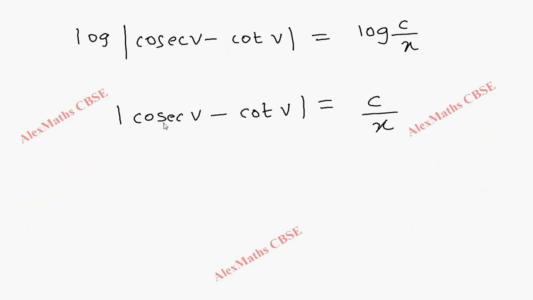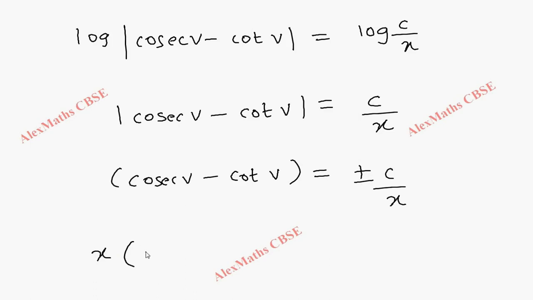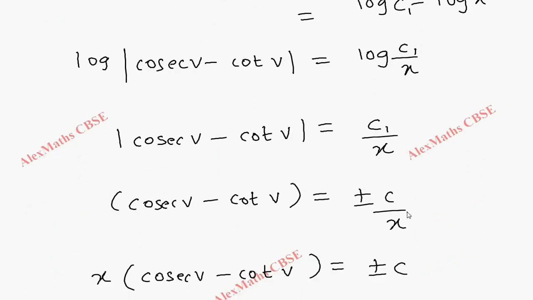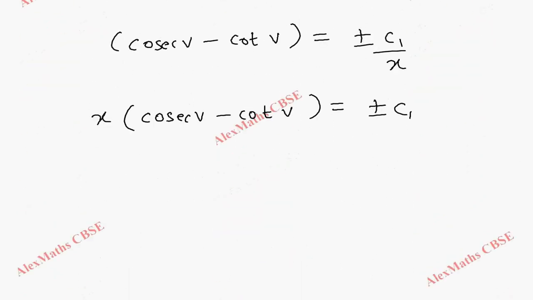By removing this modulus, it becomes cosecant v minus cot v equal to plus or minus c by x, and this x can be taken to the other side. So this is x into cosecant v minus cot v equal to plus or minus c. And here, instead of c, if I take c1 from the starting, we get plus or minus c1, and that can be replaced as c.